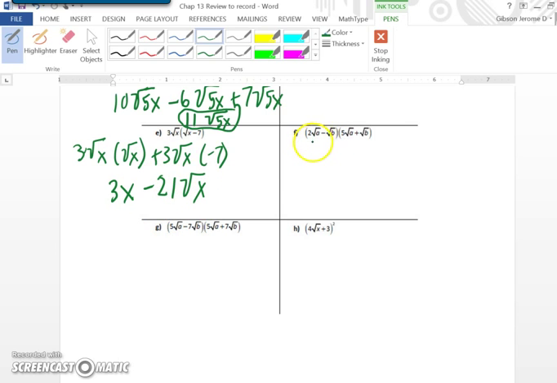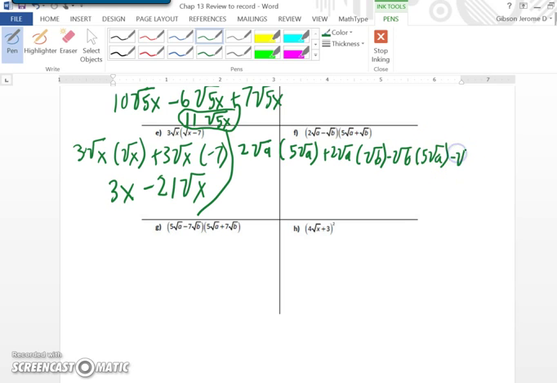Now we come here to F. We have a binomial multiplied by a binomial. So we have to do the distributive property, sometimes commonly called FOIL. So we would do, and I'm going to write this over here to give myself more room, 2 square root of A times 5 square root of A, plus 2 square root of A times the square root of B, minus the square root of B times 5 square root of A, minus the square root of B times the square root of B.